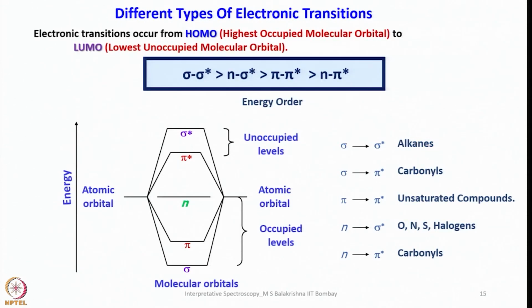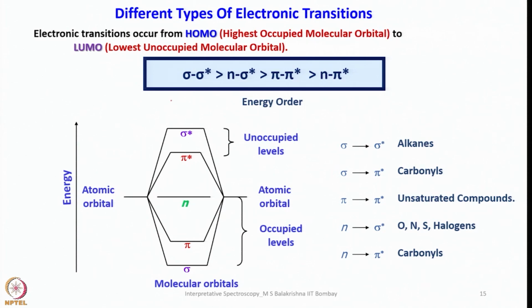So now let us look into the different types of electronic transitions we come across in molecules. Electronic transitions occur from the HOMO, the highest occupied molecular orbital, to the lowest unoccupied molecular orbital. That means we call it a HOMO to LUMO transition. And what are the different types of transition? We can have sigma to sigma star transition, highest in energy, then n non-bonding electrons to sigma star transition, then pi to pi star transition, and also we can come across n to pi star transitions.